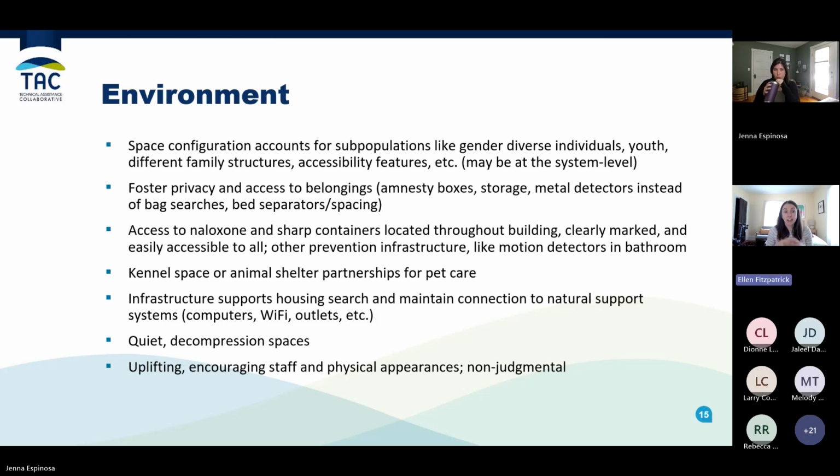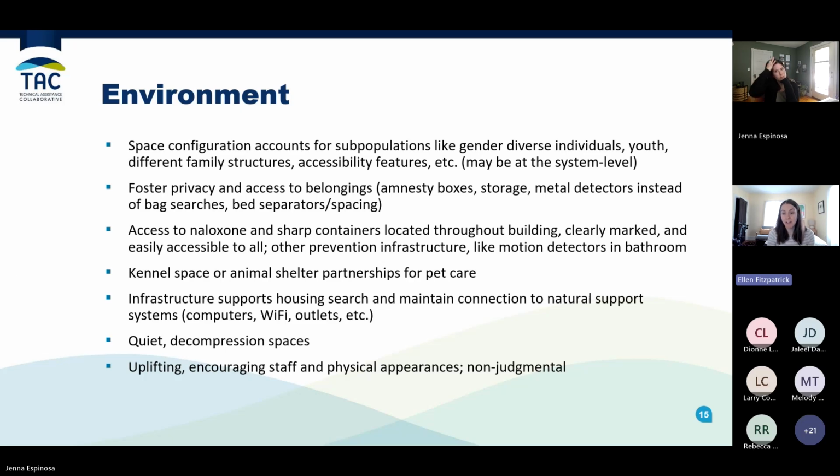And then another way could be creating some kind of separation between beds. Even in that more traditional model, I think there are ways that can be explored to create bed separators or more spacing to deconcentrate those areas where people do still have to sleep in a group setting, but to just allow them to have a little bit more privacy and therefore a little bit more dignity.